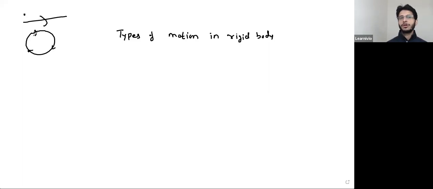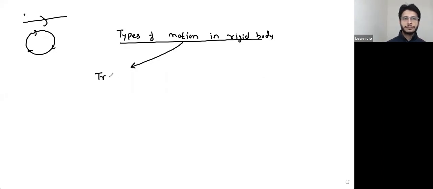But if you take a rigid body, if you take a pen, this pen can move in a straight line. It can even move on a circular path, and this pen can even rotate. So a rigid body can have the following types of motions. First, it can have translation, straight line motion basically. Translational motion.